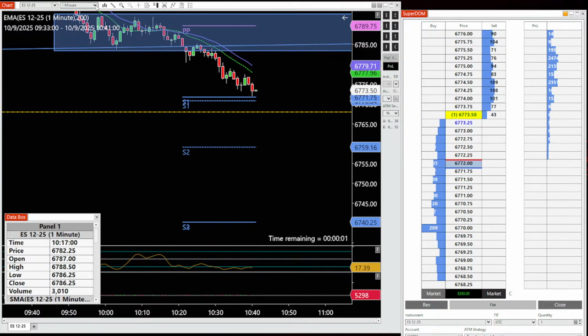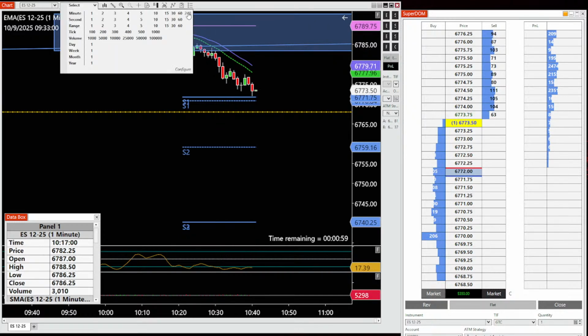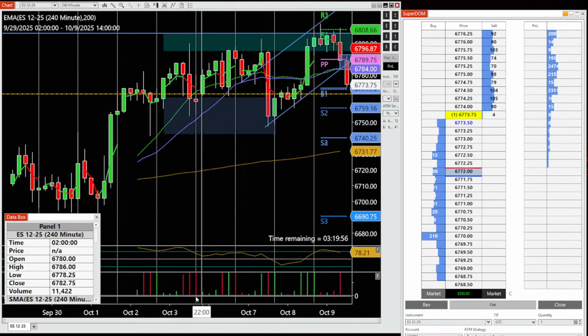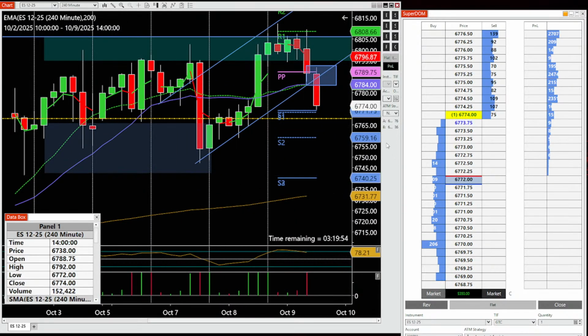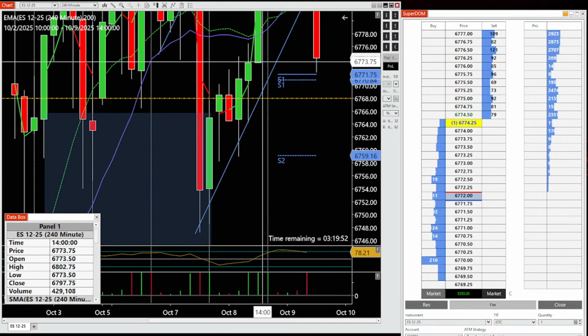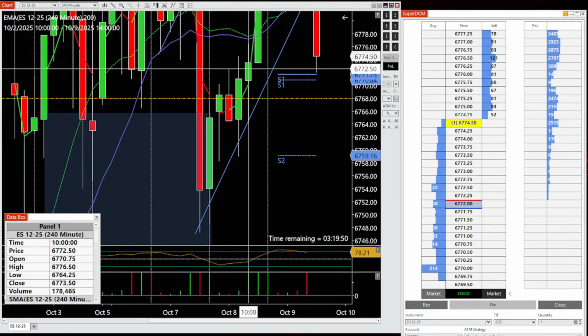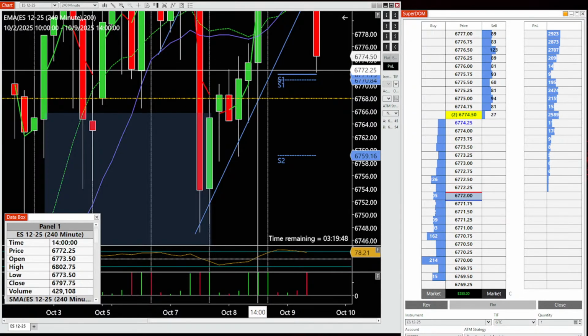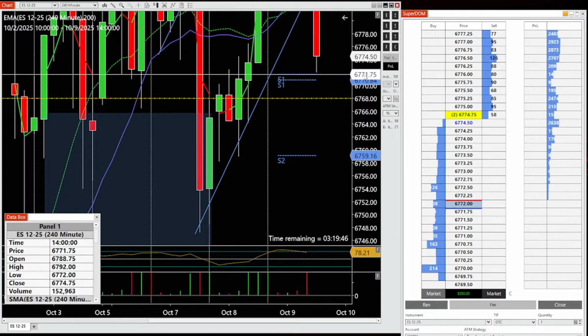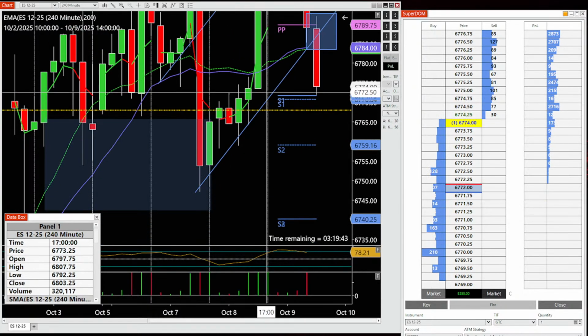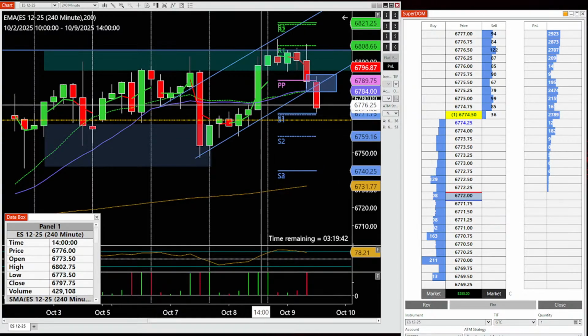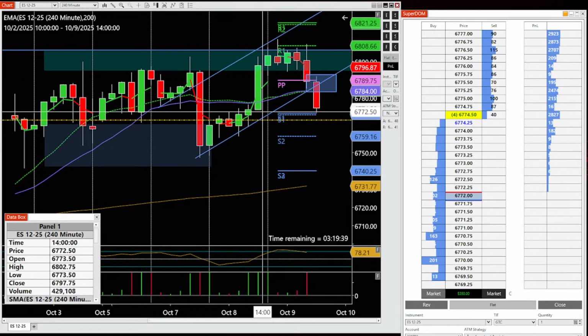So we retrace this whole 4-hour bar back down. We retrace this whole 4-hour bar here. Open 73.50. So this pop of this bar, we retraced it back down. 73.50.